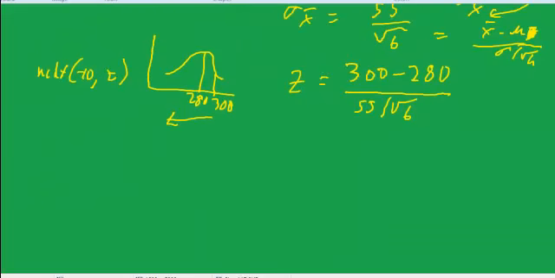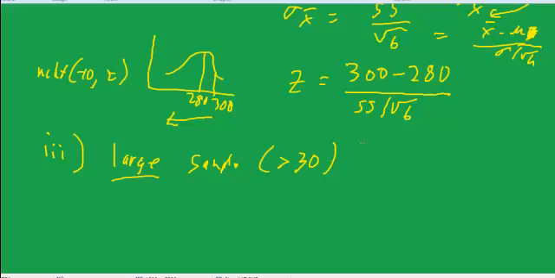The third use for norm CDF, 1, 2, 3, is in a large sample, for now I'll just say greater than 30, but it might have to be larger, from a population that's not normally distributed.